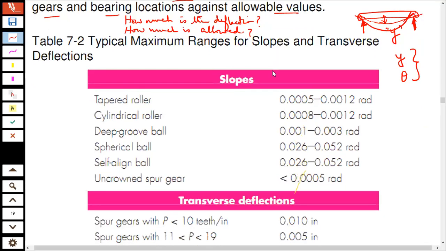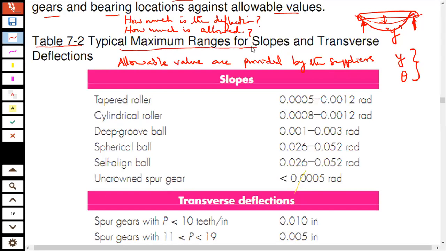And who gives you the allowable values? The allowable values are provided by the supplier or manufacturers. Okay? So if you look over here at table 17-2, what does table 17-2 say? Typical maximum ranges for slopes and transverse deflections.